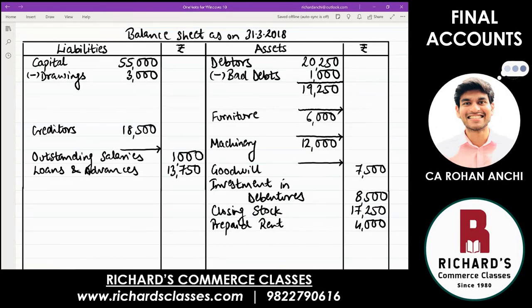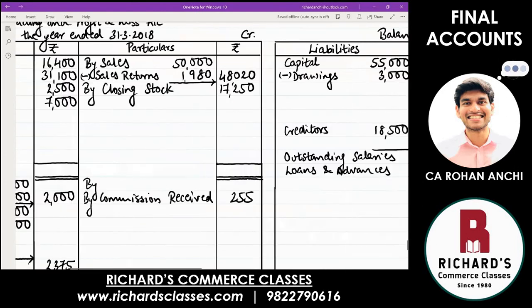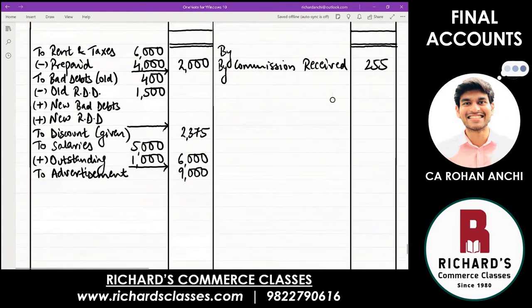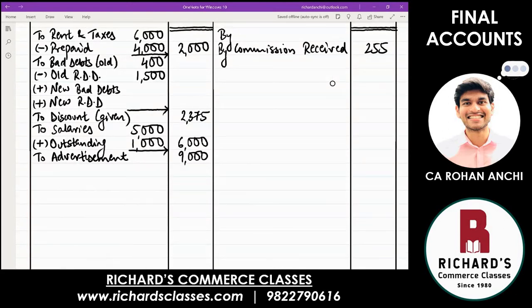But be careful. Don't go ahead. Whenever you do an adjustment, don't just write it once. It has to be written twice. And you have written right now only once, that is bad debts, 1,000. Bad debts is a loss. So automatically your hand should be going to the profit and loss account debit side. That's where we record all the loss. So let's go there. Bad debts 1,000. And can you tell me which bad debts these are? Old or new? New.